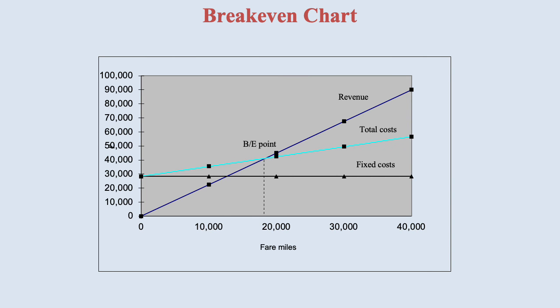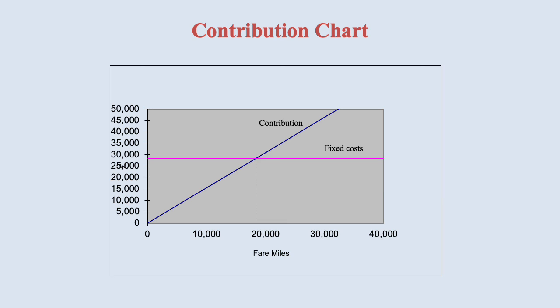The three lines on this break-even chart show us the revenue, the total costs, and the fixed costs. The point at which the total revenue and total costs cross is the break-even point. So it's obvious that Andy has got to do at least 18,000 miles before he even breaks even. Now let's look at the contribution chart. The blue line, the contribution, is the difference between revenue and variable cost. The other line is the fixed costs, and again they cross roughly at 18,000 miles. It's another way of looking at contribution.